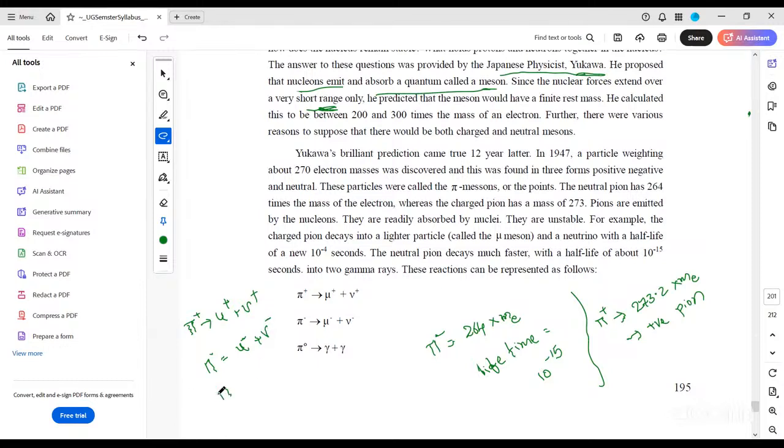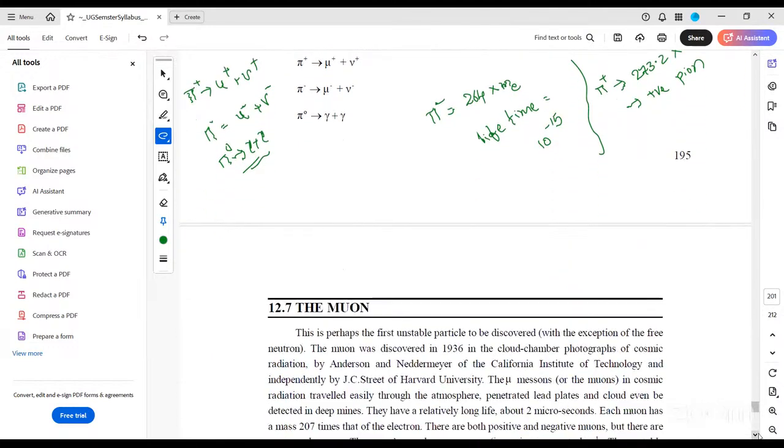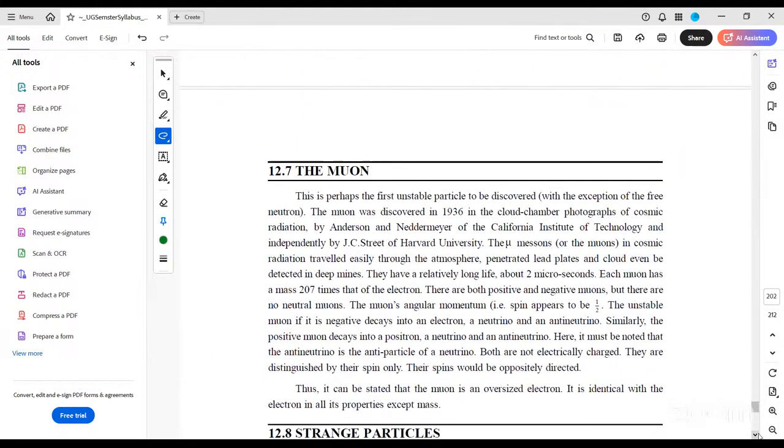Next, pi naught. How is pi naught produced? Pi naught is produced by emitting gamma radiation. This is about pions. Here its mass is important, its lifetime is important, and how the equations are produced. Next, we will see muon.